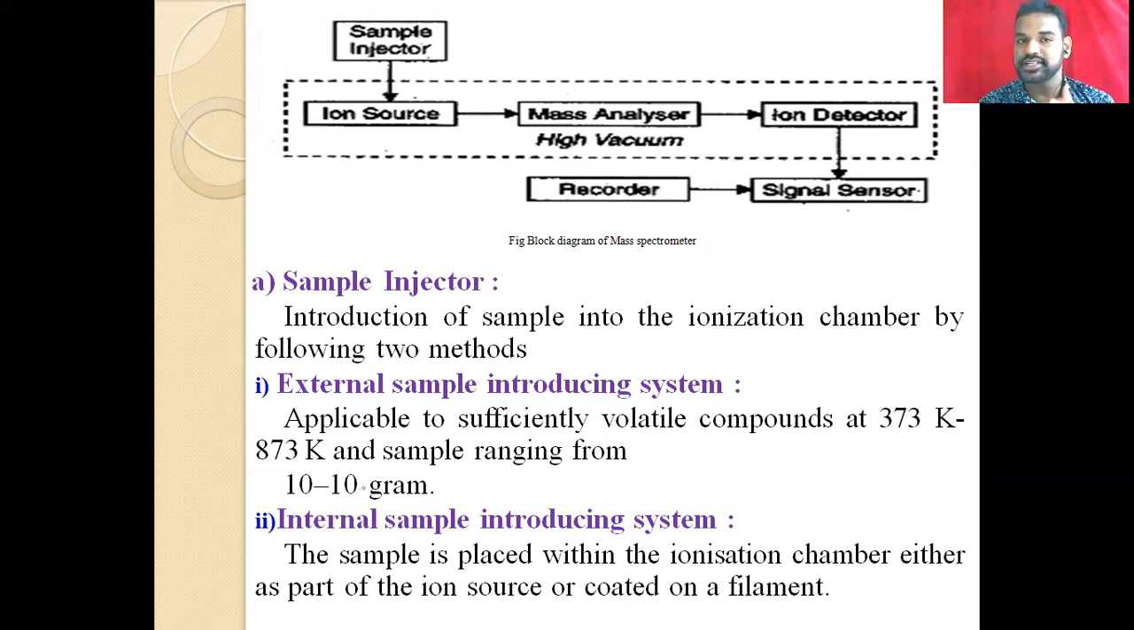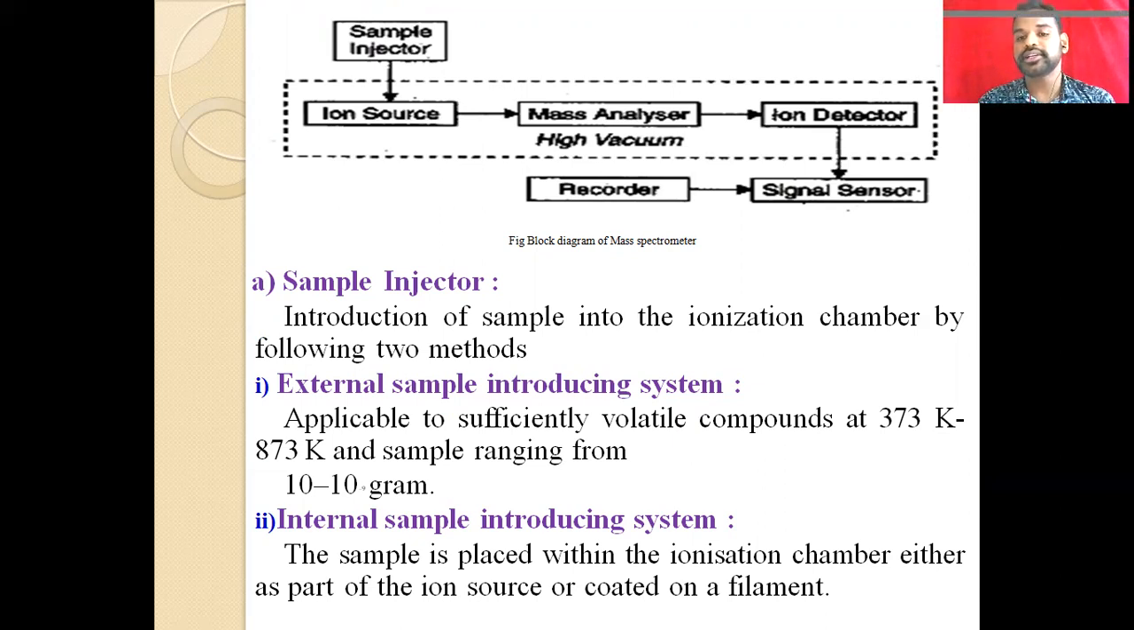Sample injector, as the name says, injects the sample. Different samples have different characters. Their physical characters may change, and some of the chemical characters also vary. Because of this, we need a sample injector. And then the ion source. The ion source produces ions. After the injection of the sample, it produces the ions.